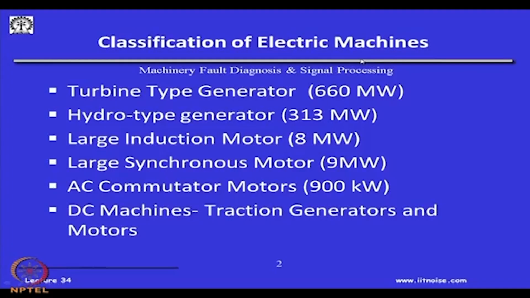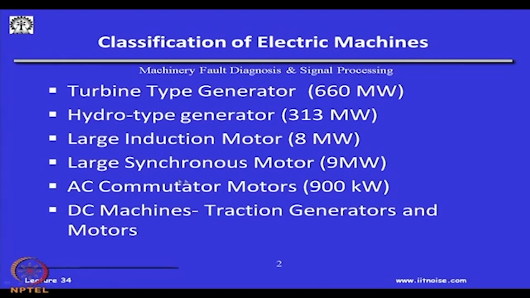If I were to classify the electrical machines, there could be many different types. By machines, I essentially mean a motor or a generator. Particularly, if you go to the steam power plants or the hydropower plants, you will see large generators; typical large generators would be around 660 megawatts, hydel generators about 313 megawatts and so on. And if you go to large rolling mills, we will have large induction motors or synchronous motors of around 10 megawatts in power.